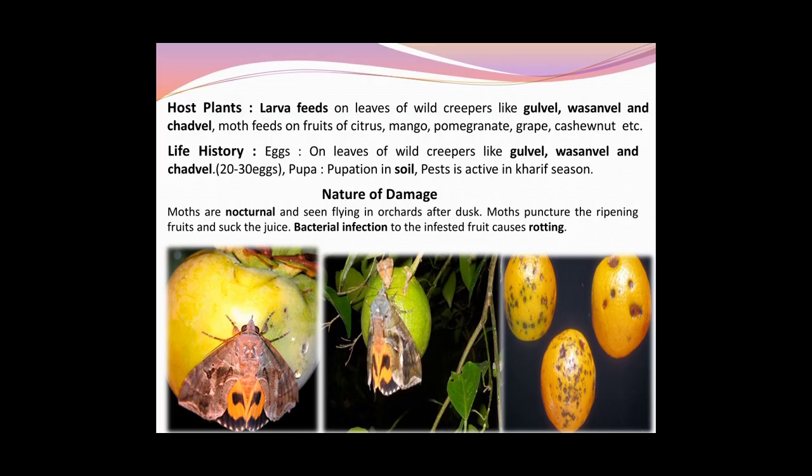Then next point is how this pest completes its life cycle. The eggs are deposited on the leaves of wild creepers like gulvel and wasanvel or also chandvel. The pupation takes place inside the soil and this pest is active in Kharif season. Next point is nature of damage. Moths are nocturnal and seen flying in an orchard after dusk. And moths puncture the ripening fruits and suck the juice. Then, because of the sucking, bacterial infection in the infested fruit causes rotting. So these are the nature of damage by the fruit sucking moth. In this image we can see the moth which sucks the juice from the fruit of the citrus.